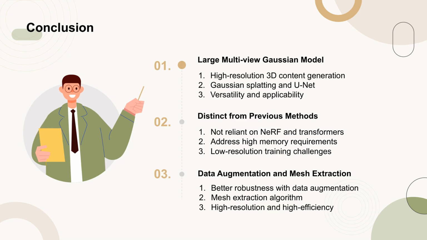In this work, the authors present a large multi-view Gaussian model designed for high-resolution 3D content generation. This model employs Gaussian splatting and U-Net, distinguishing it from previous methods that rely on NeRF and transformers. It addresses the challenges of high memory requirements and low-resolution training. Additionally, the authors explore data augmentation for improved robustness and introduce a mesh extraction algorithm for the generated 3D Gaussians. This approach achieves both high resolution and high efficiency in 3D object generation, demonstrating its versatility and applicability in various contexts.